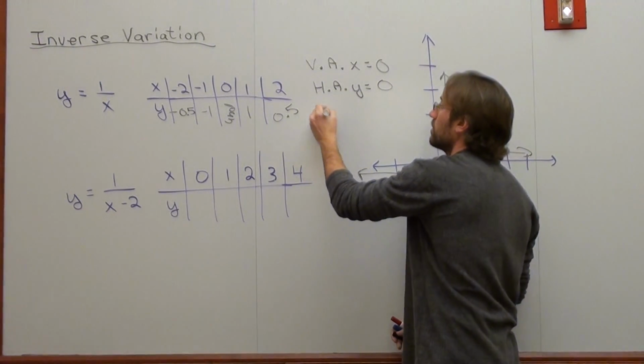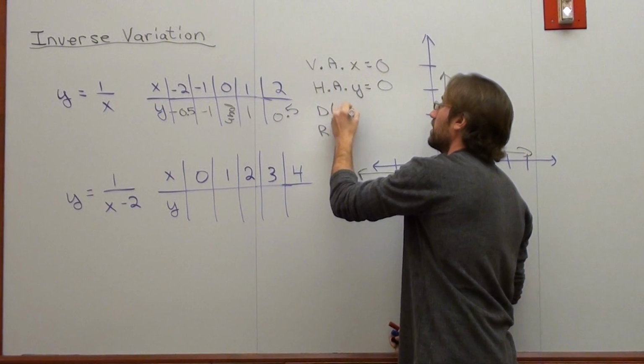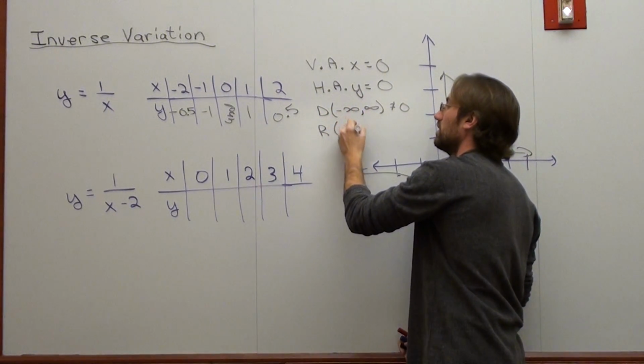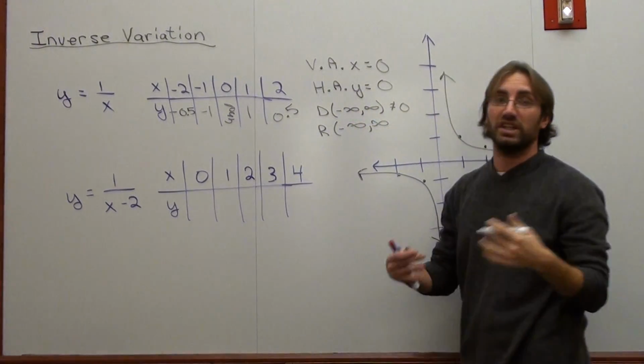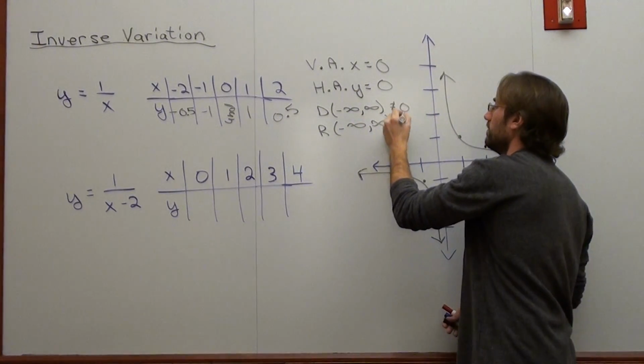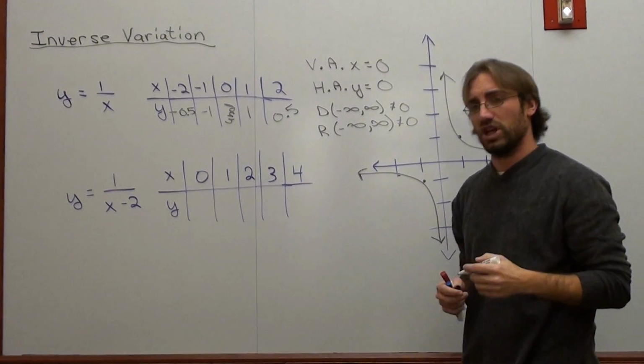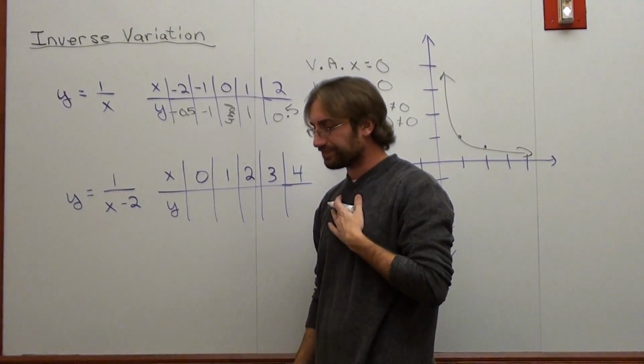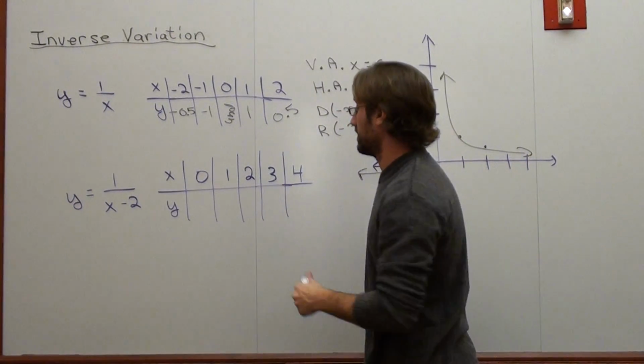Domain and range, same thing. -infinity to infinity does not include 0. -infinity to infinity does not include 0. This one changes though. When I substitute in 2, 1 divided by 2 minus 2, pardon me, is undefined.